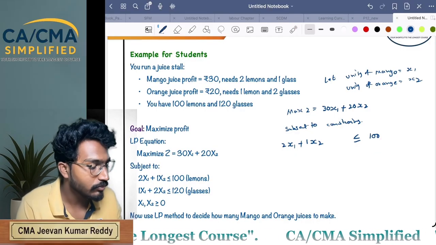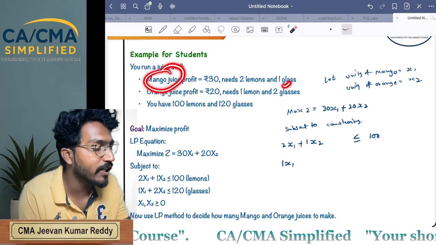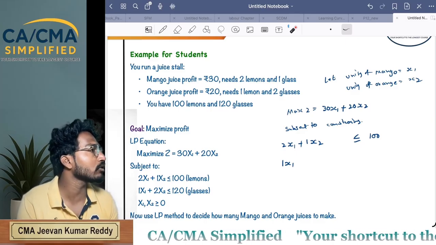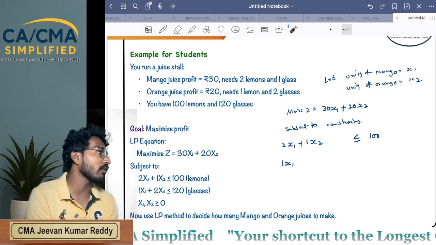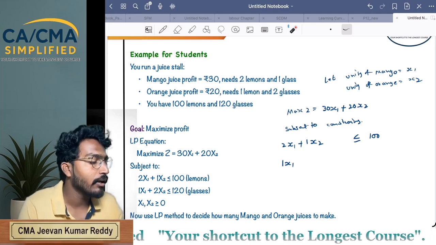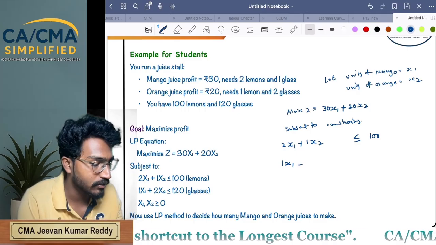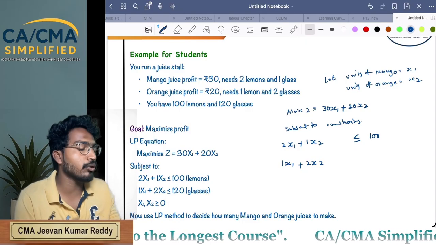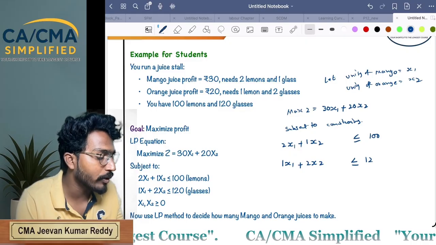Next, 1 x1. That means for mango juice how many glasses are needed? 1 glass. 1 glass into number of units, we will get the total glasses for mango juice. We don't know the number of units of mango juice. That's why we take it as x1. Next plus 2 x2. So total glasses we have how many? 120, less than or equal to 120.